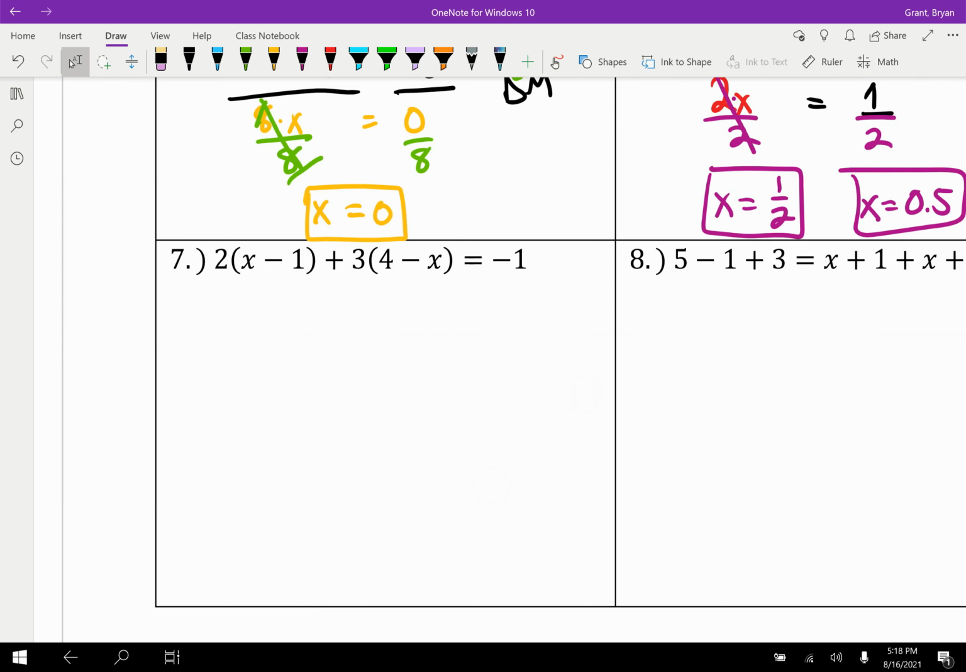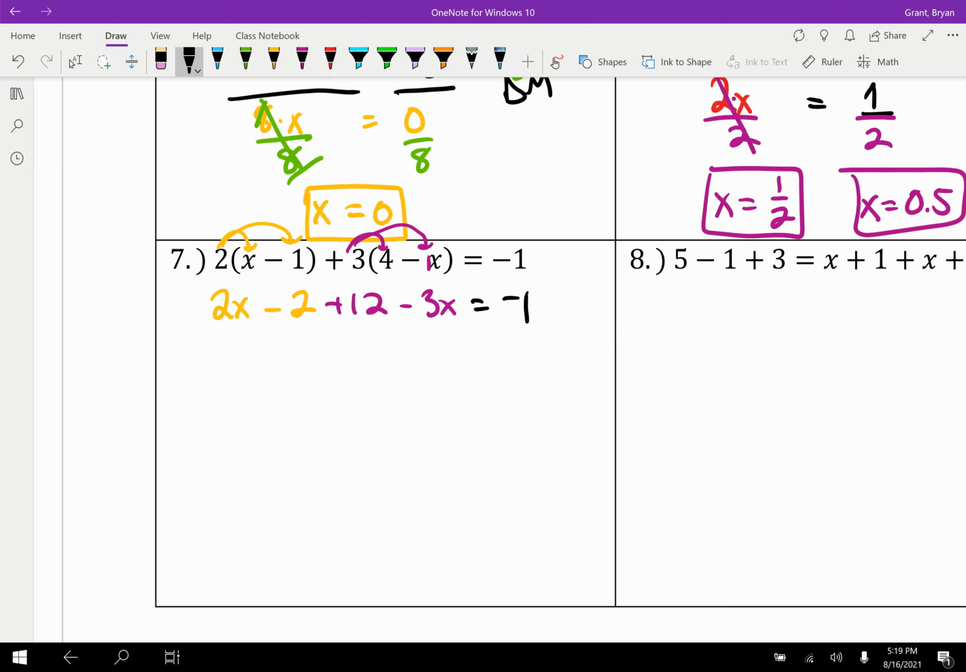All right, step 1, distributive property. The 2 has to distribute or multiply to x minus 1. That gives us 2x minus 2. 3 has to distribute to the 4 and to the negative 1x. So that's positive 12 and negative 3x equals negative 1. We did the distributive property.